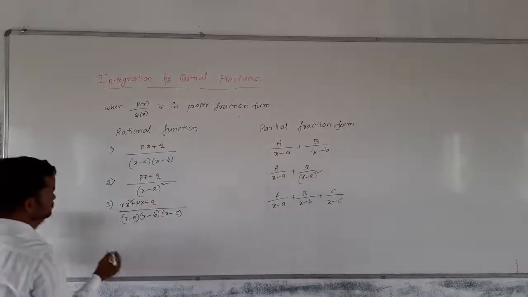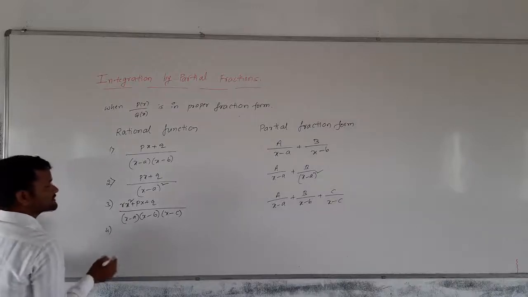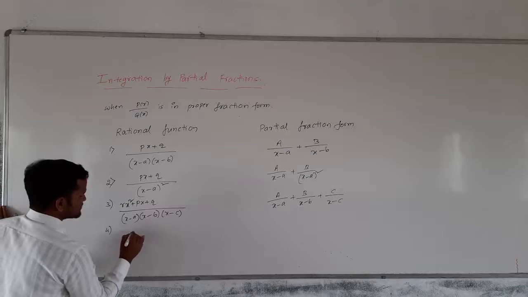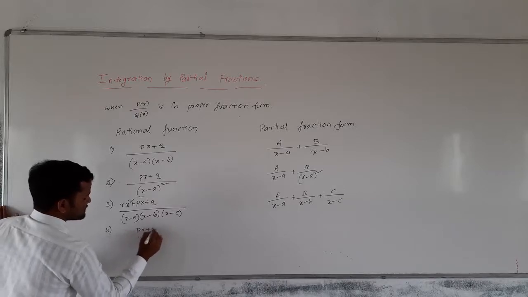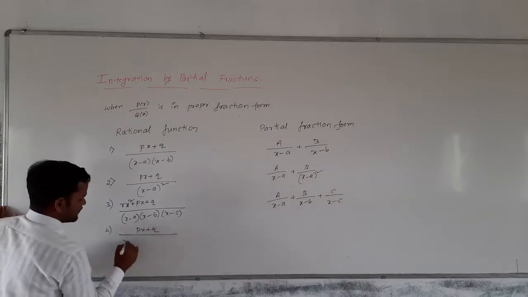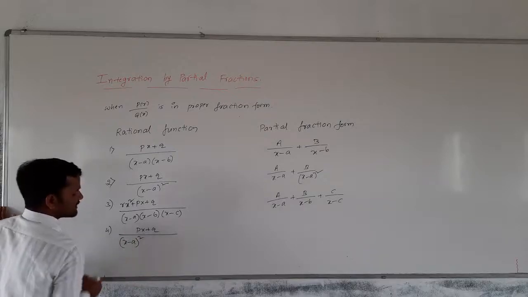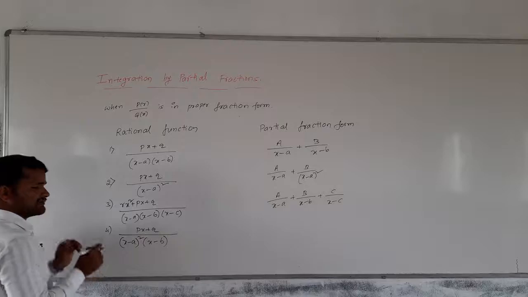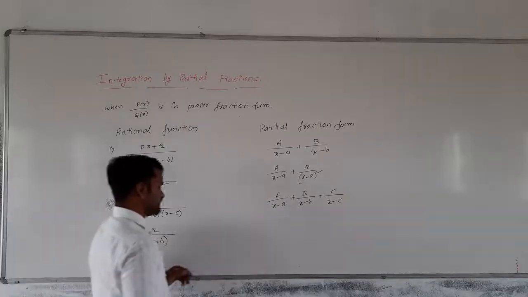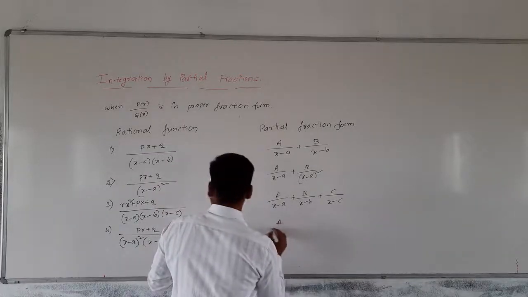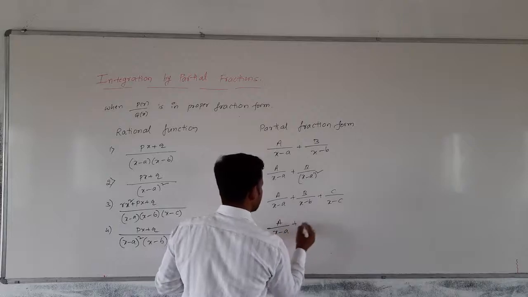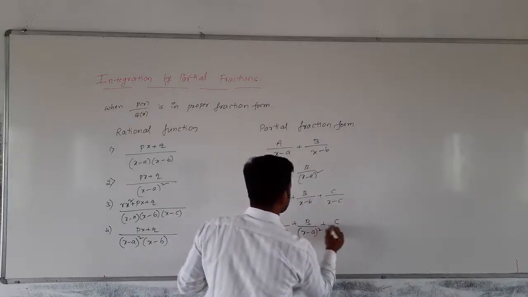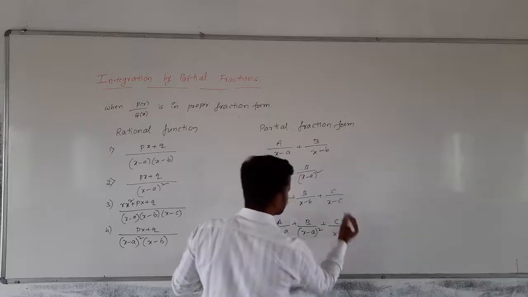Next, fourth one. Suppose I have this square term and this one together. Suppose I have px plus q divided by x minus a whole square into x minus b. Then what we will do? Then we will take it like A by x minus a plus B by x minus a whole square plus C by x minus b.